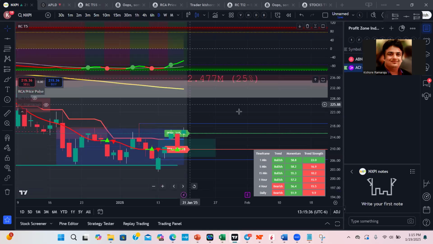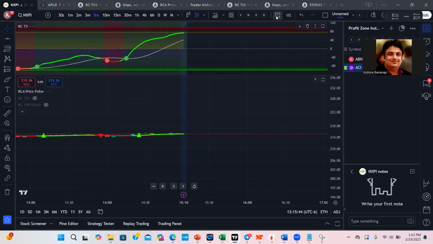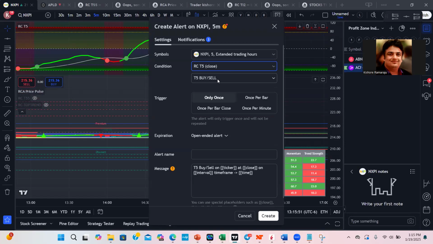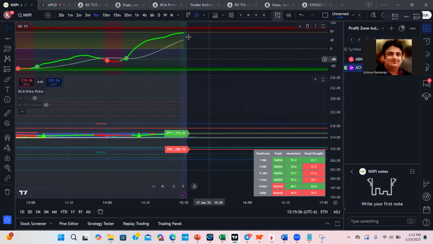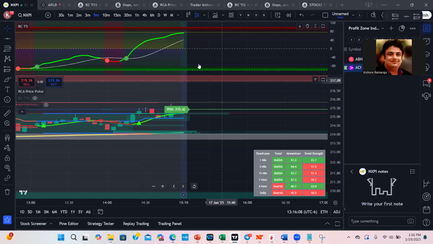Now I will go to 5 minutes. Whenever I get the right signal, I'll go and create an alert in NXPI whenever it comes. Whenever there is a trend change, again it may do a drop and then start moving up big. Like that. Higher time frames for planning purpose, lower time frames for your execution purpose.